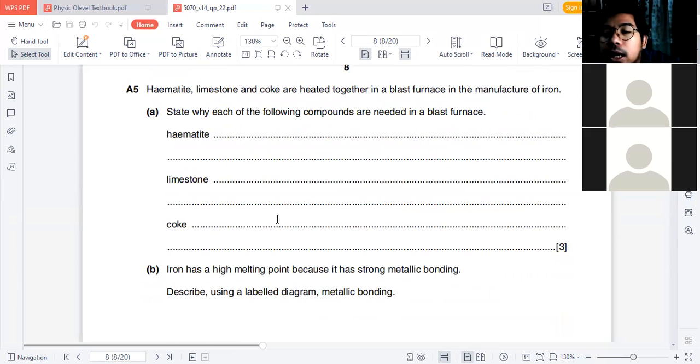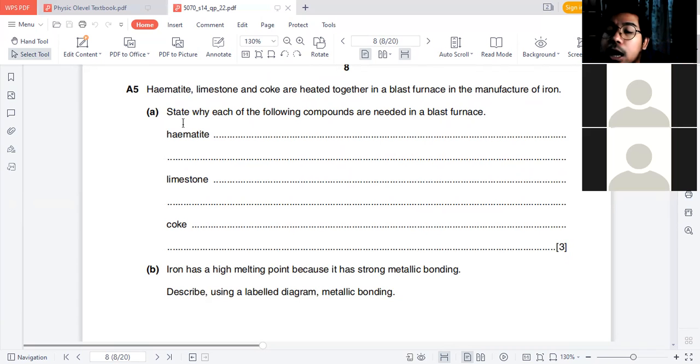Hematite. So this is iron ore. Iron ore, limestone, and coke are heated together in a blast furnace. So now we talk about extraction of iron, in the manufacture of iron. State why each of the following compounds is needed in the blast furnace. Hematite, of course, contains iron. It's an iron ore, so it contains iron.